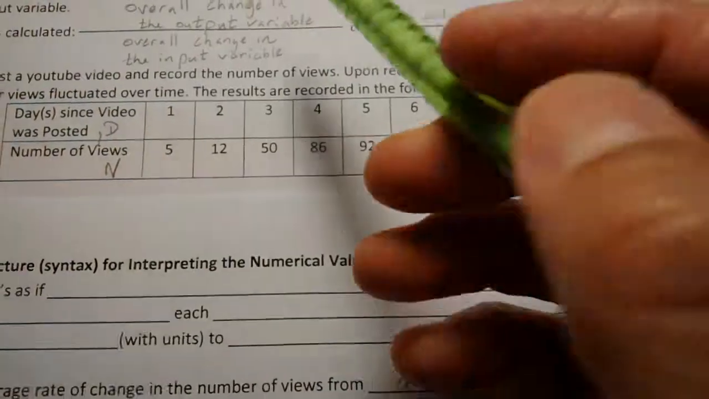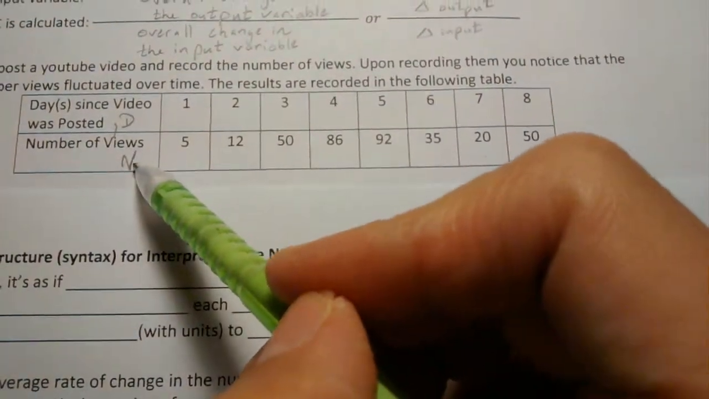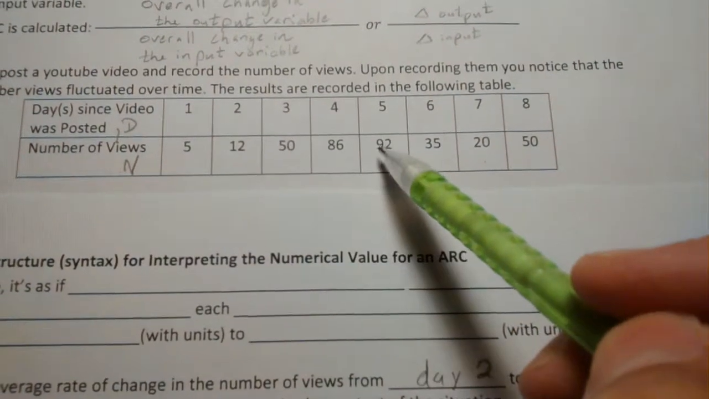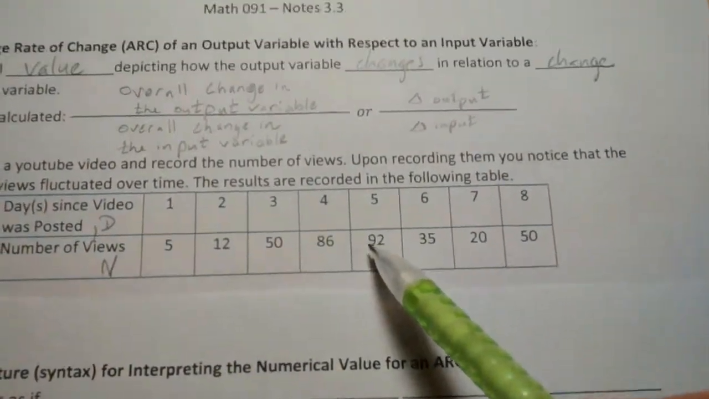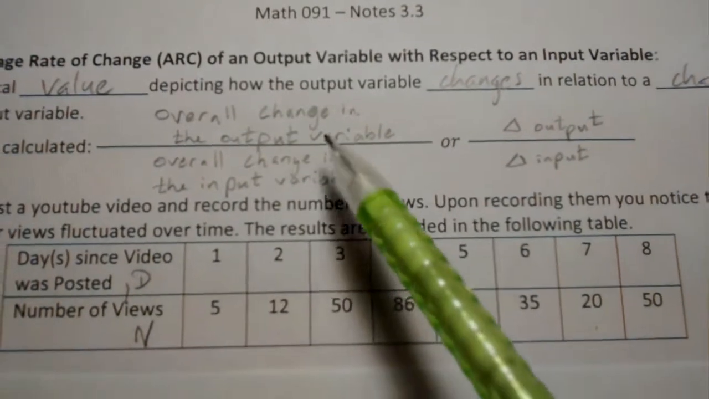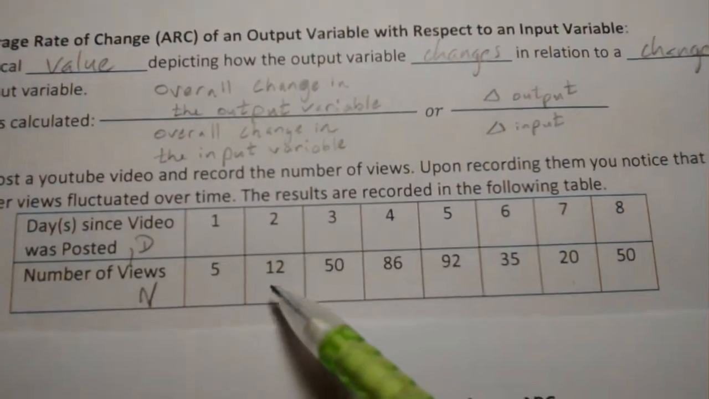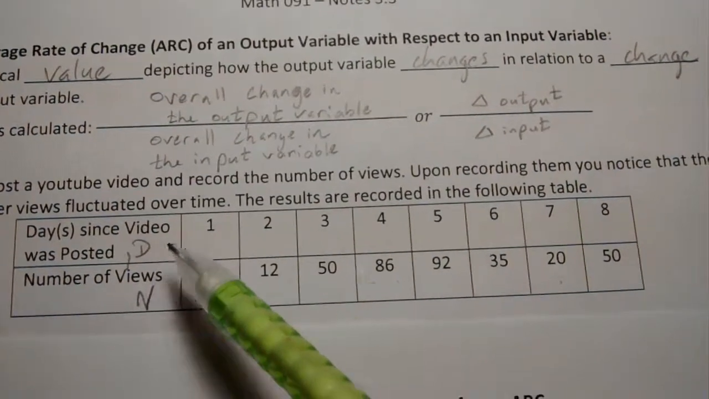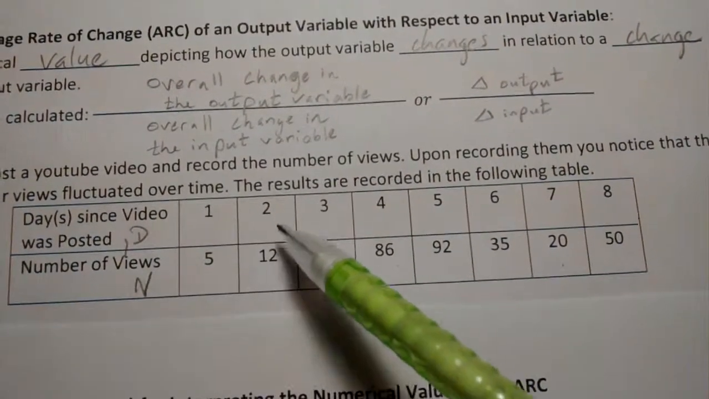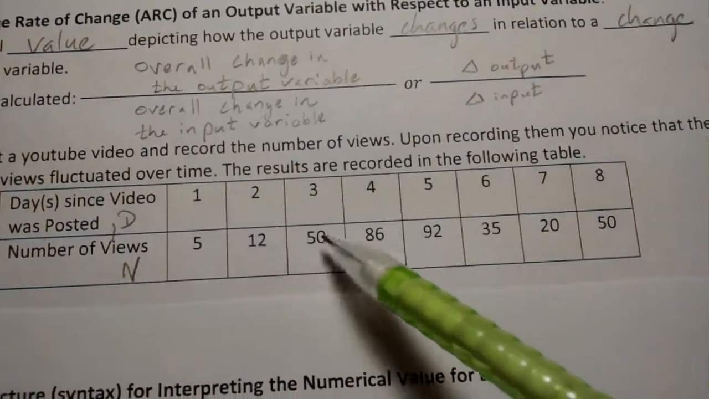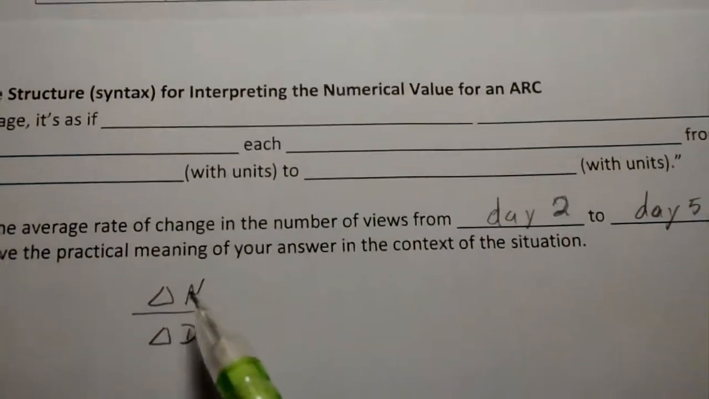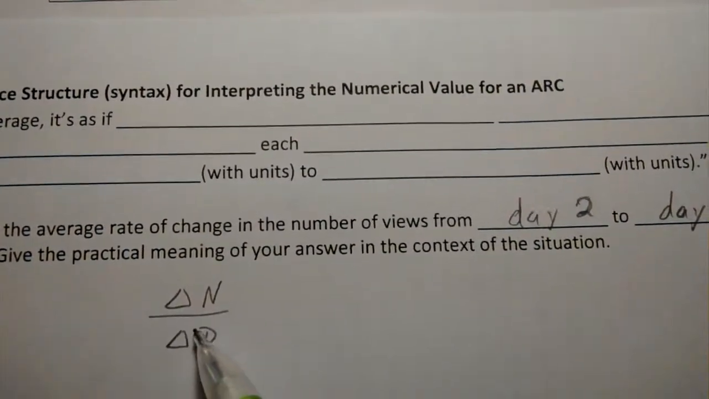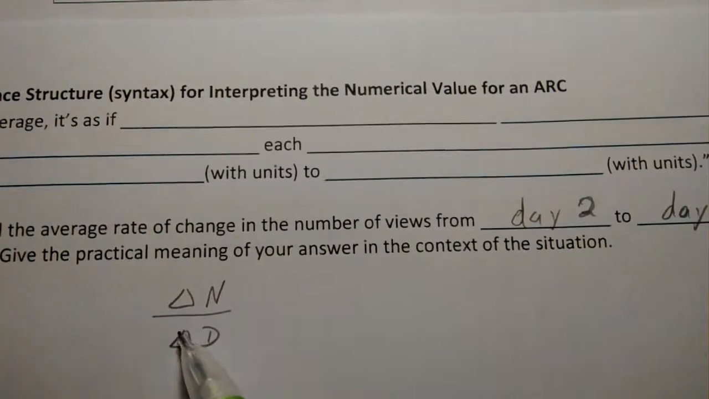So what are we looking at? We're looking at how these views here, n, the output variable, has changed from day 2 to day 5 on an average basis. So there's the way we calculate them. You take the overall change in this variable divided by the overall change of that variable, the input, over day 2 to day 5. So here's the idea, and here's the meaning. The overall change in n is illustrated with that symbol, and the overall change in d is illustrated by that symbol.